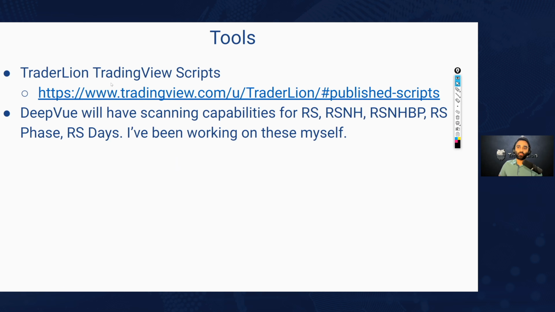So now we have a TraderLine TradingView script, which plots the RS line for you. You could go check it out on tradingview.com and search for TraderLine. We recently added a moving average on top of it. You could plot the 20 EMA on the RS line and see if it's in RS phase or not. DeepView itself will have the capability for you to scan RS new highs, RS new high before price, RS phase, and RS days. I've been working on those myself in the background. When I'm not interacting with you guys, it's basically working on the platform.